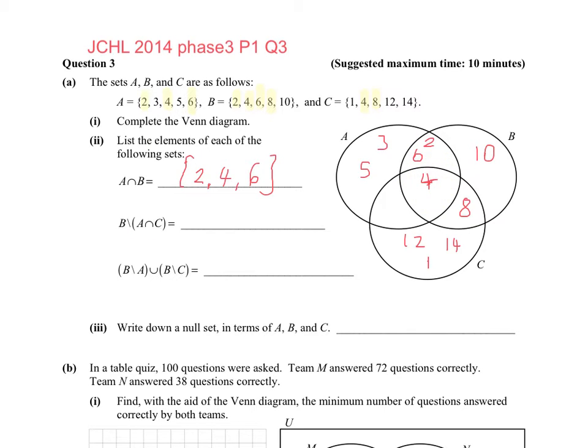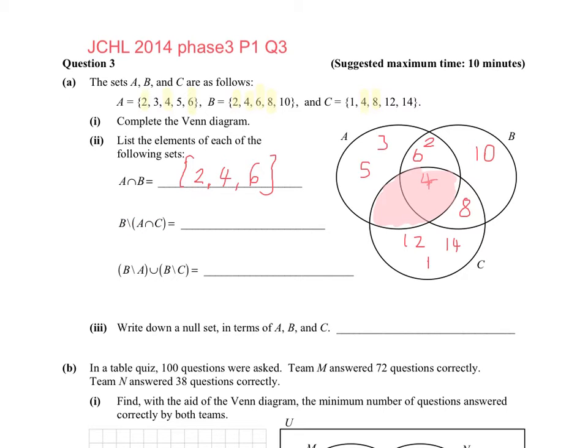The next part is B less A intersection C. So the first thing we need to do whenever we have any sort of expression like this, we always look at what's inside the brackets first to get a sense of that section before we deal with the expression in its entirety. So A intersection C is this section here. And what we're being asked is to take this section away from B. This sign here means less. So B less A intersection C.